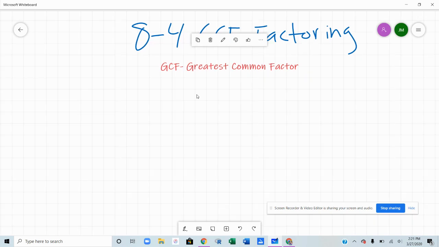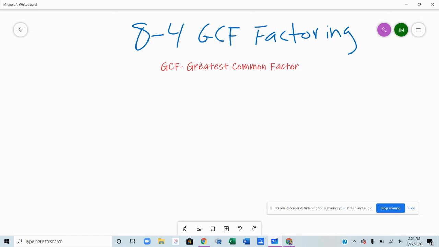And what that means is you are looking for the greatest or the largest number. Factor means can divide, so the largest number that can divide and that they have in common. So if you have a list of 2 numbers or a list of 3 numbers, you're looking for the largest one that can divide all of them. Okay, so we'll run through some examples of that first.